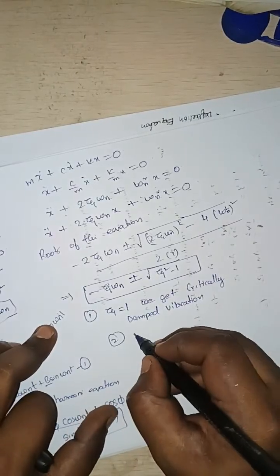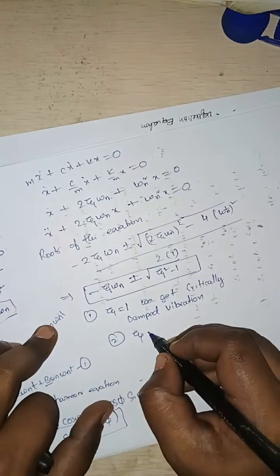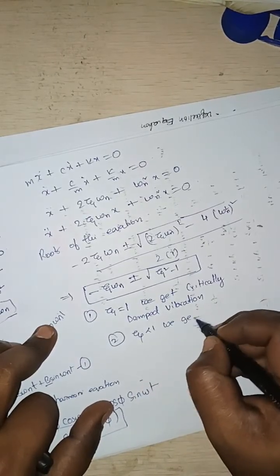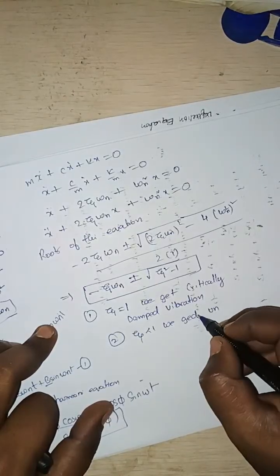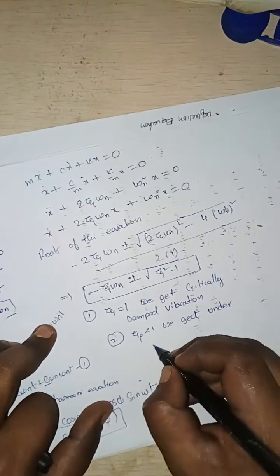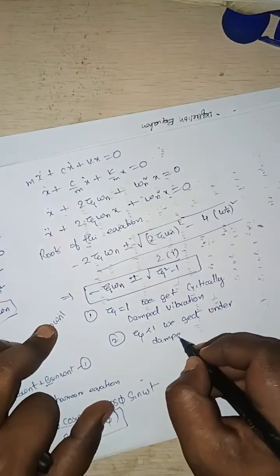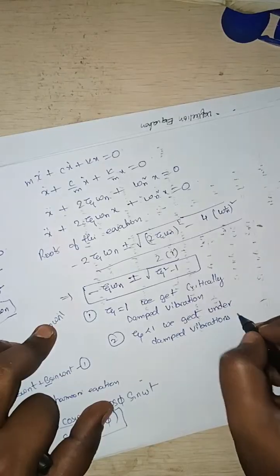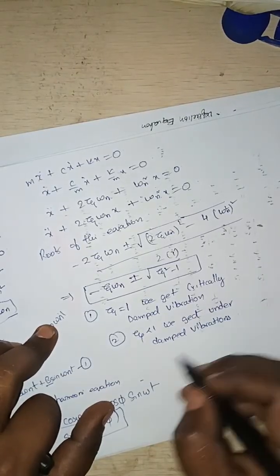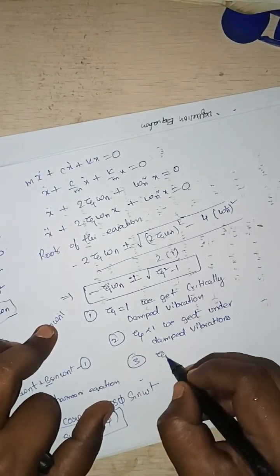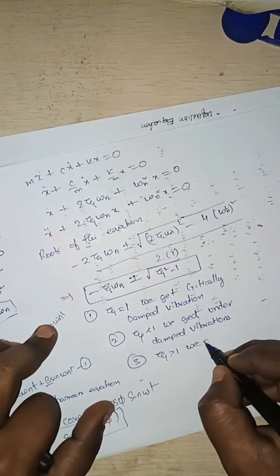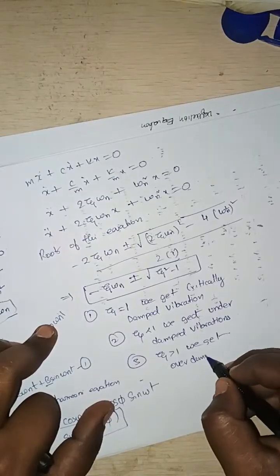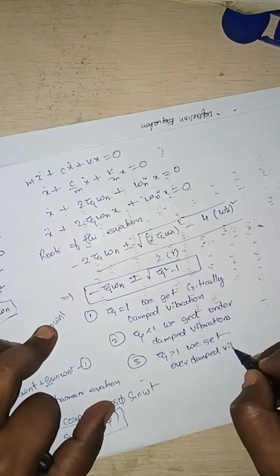Second is zeta less than 1, we get underdamped vibrations. And third, overdamped vibrations.